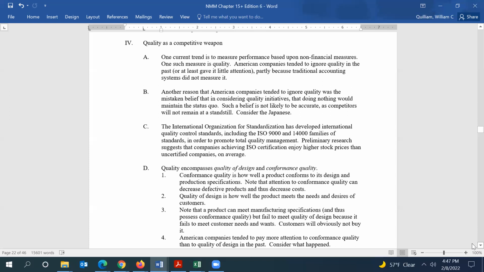And a company has to go through a long application process. They have to go through an audit to show that they are meeting these standards, and there are many of them. But it says we're doing things better.